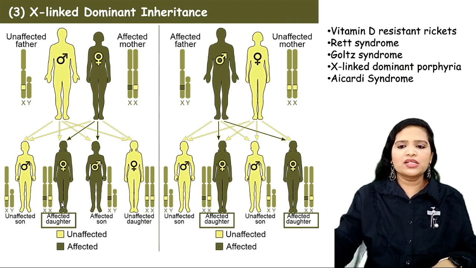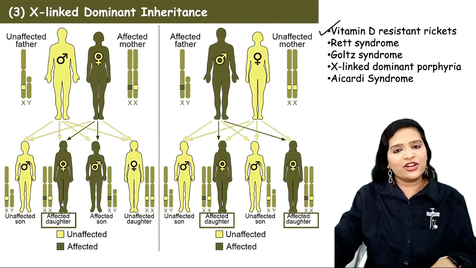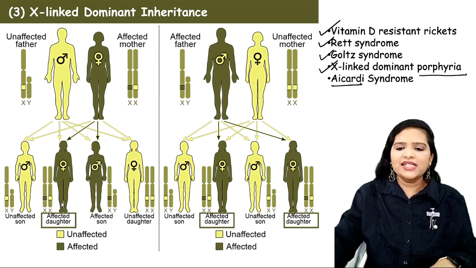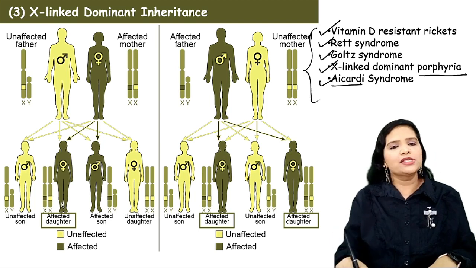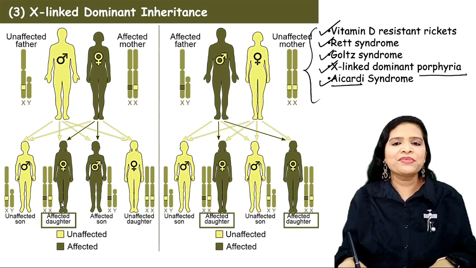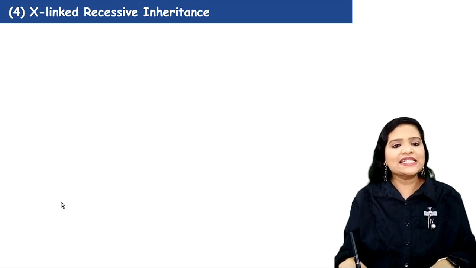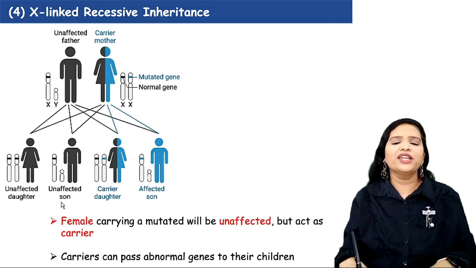So examples for this are vitamin D resistant rickets, Rett syndrome, Goltz syndrome, X-linked dominant porphyria, Aicardi syndrome. So these are some examples you must remember. Okay, right. Let us move on to the 4th type of inheritance, that is X-linked recessive type of inheritance.